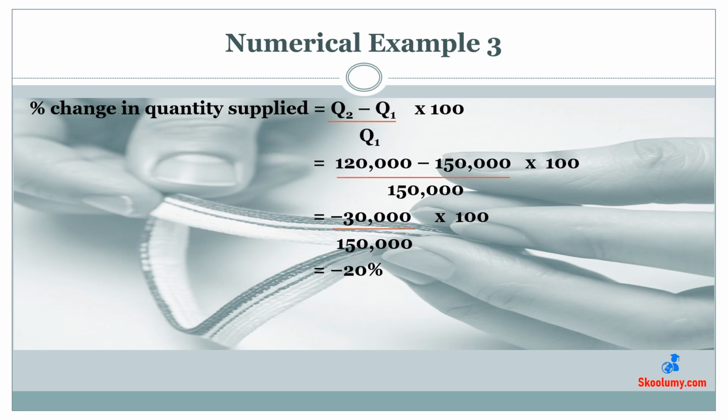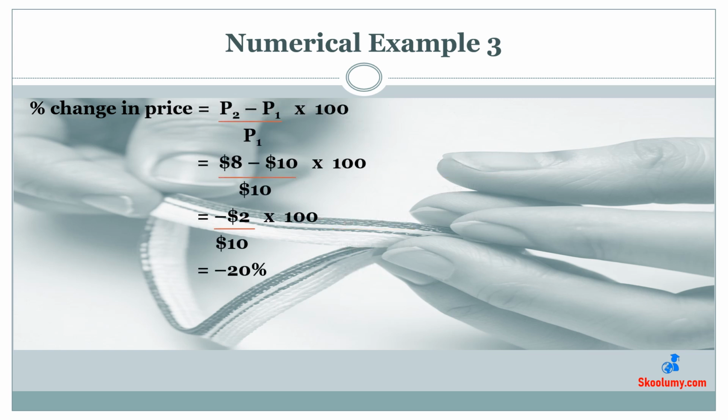Calculating percentage change in quantity supplied. Q2 minus Q1 divided by Q1 times 100. This is 120,000 minus 150,000 divided by 150,000 times 100. The answer is minus 20%. Percentage change in price is P2 minus P1 divided by P1 times 100. That is $8 minus $10 divided by $10 times 100. The answer is minus 20%.